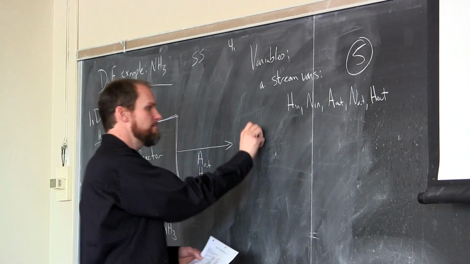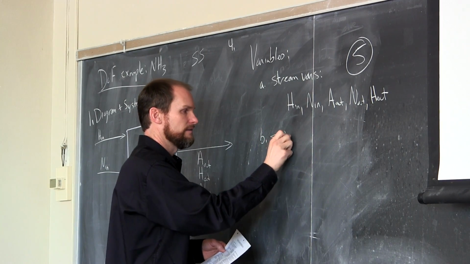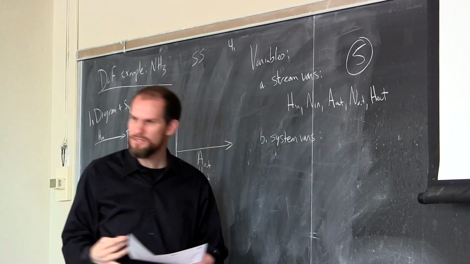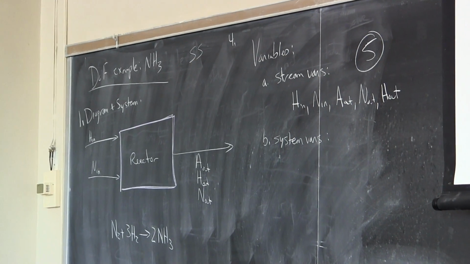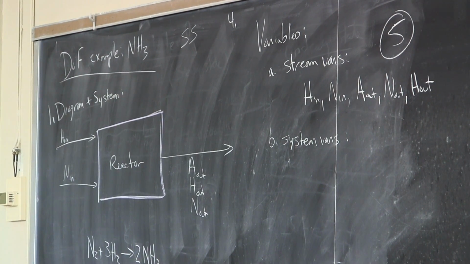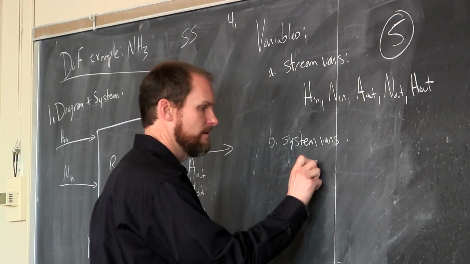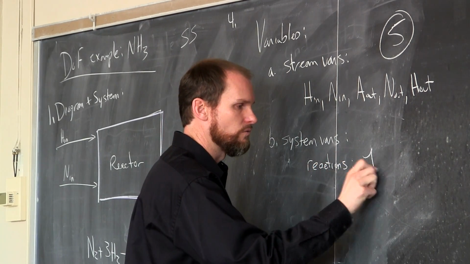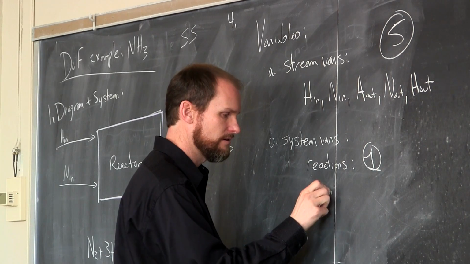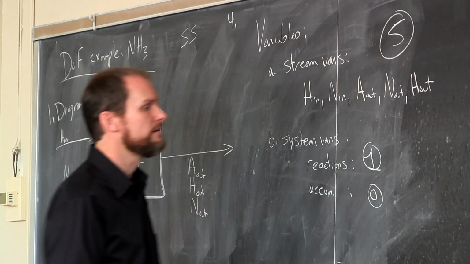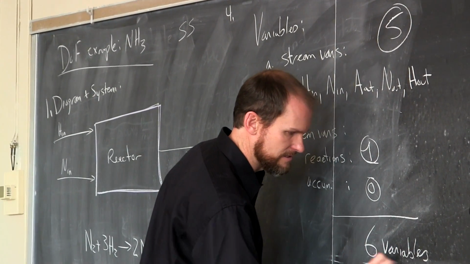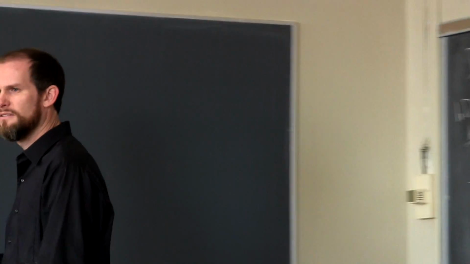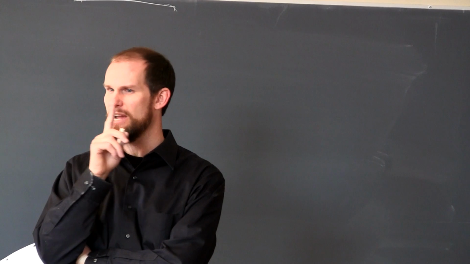Step B, count the number of independent system variables. This is a little bit tricky, but all you have to do is follow the instruction. The number of independent chemical reactions plus the number of components that accumulate or are depleted in the system. How many chemical reactions? One reaction. How many accumulations? None. That's it. I have 6 variables in this system. Questions? Okay, so there's a little bit of magic there. We're counting 1 per reaction.